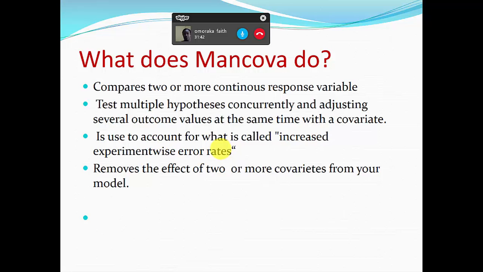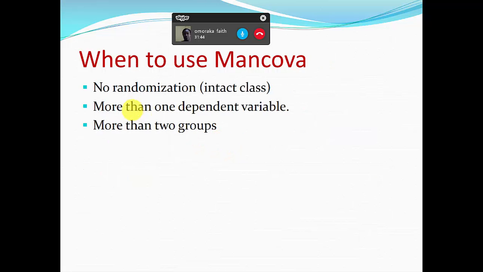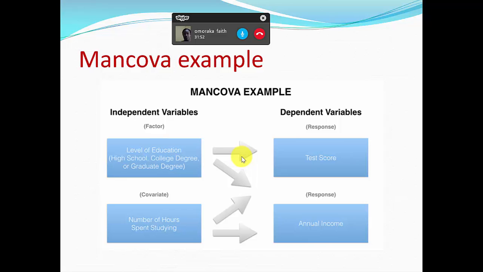When do we use MANCOVA? We use MANCOVA when there is no randomization. That is when there is an intact class, when we have more than 1 dependent variable, and when we have more than 2 groups. On slide 21, we see an example of MANCOVA. You see the independent variables and you see the dependent variables.